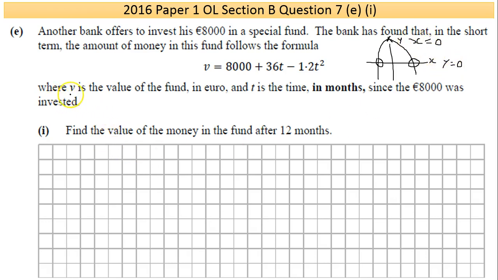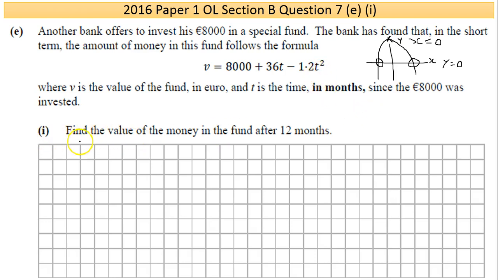So if we move on then, where V, now they're just using the letter V, doesn't matter, is the value of the fund in euro, and T is the time, and you're talking months. So V and T are the only 2 variables found in the actual equation.